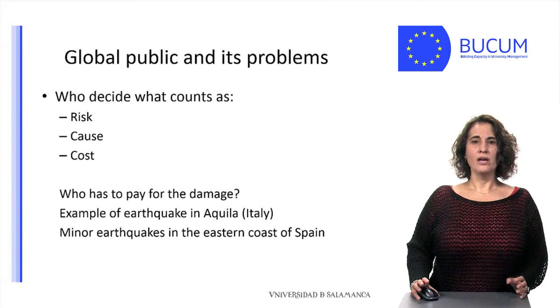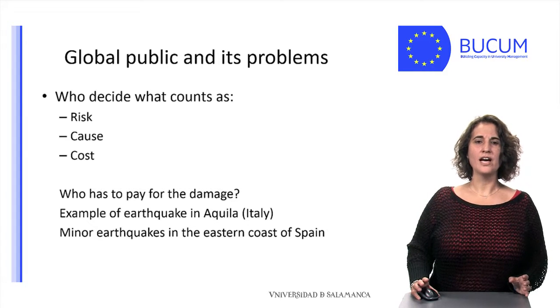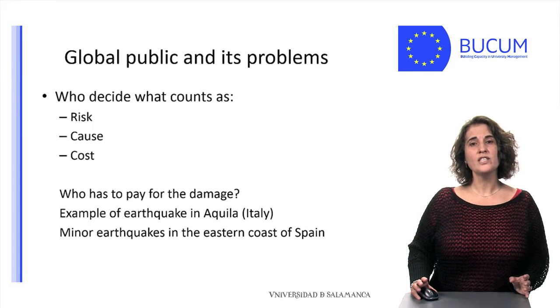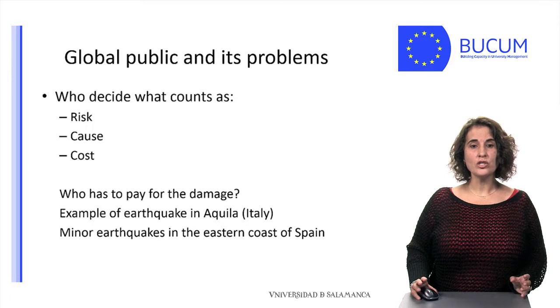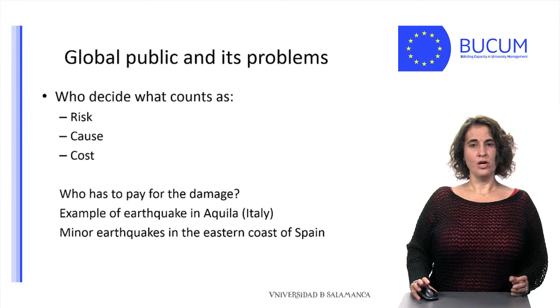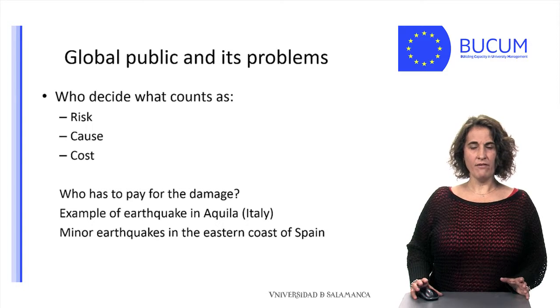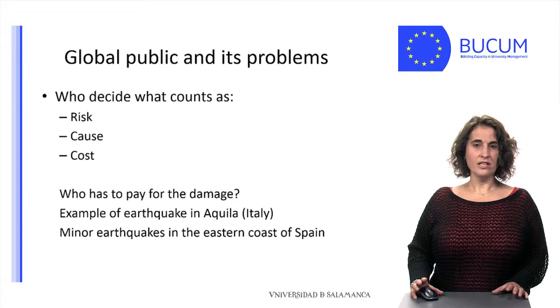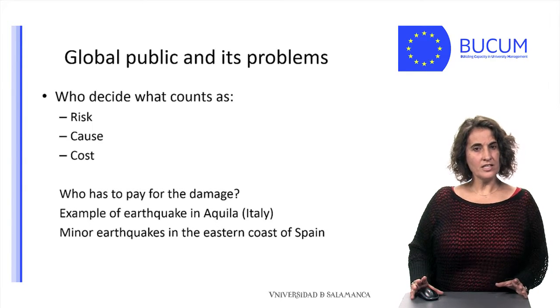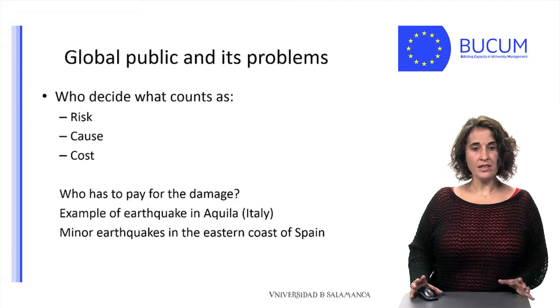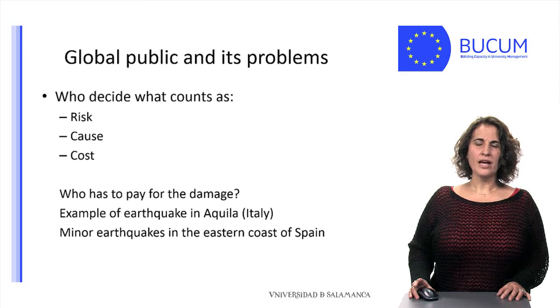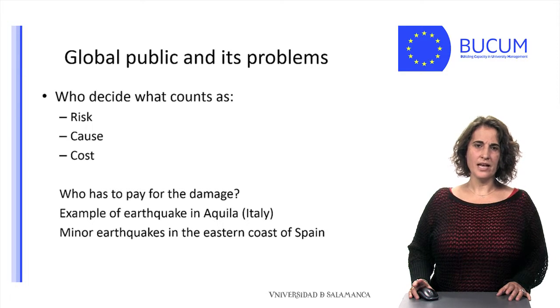So in this globalization, who decide what counts as risk? Who decide what counts as cause of this risk and costs? Who has to pay for the damage? Because all these events can cause serious crisis, not only economic crisis, but as well sometimes deaths. We have several cases here to put as examples.